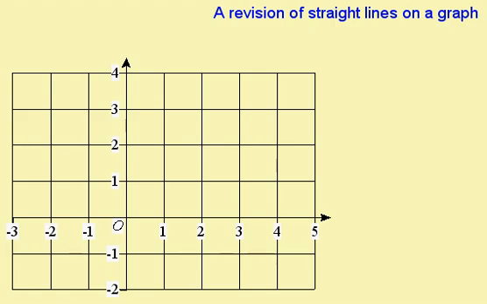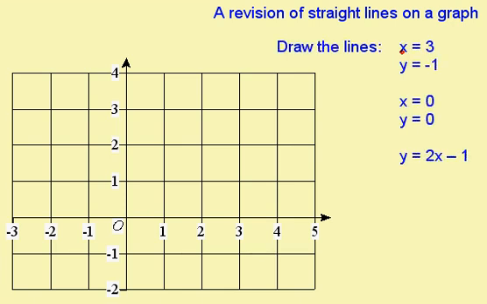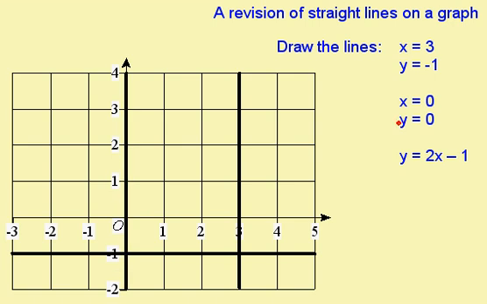We're going to start this clip with a revision of drawing straight lines. The line with equation x equals 3 passes through the x-axis at 3. Y equals -1 will pass through the y-axis at -1. X equals 0 will pass through the x-axis at 0. So this is the equation of the y-axis. For the same reason, y equals 0 is the equation of the x-axis.